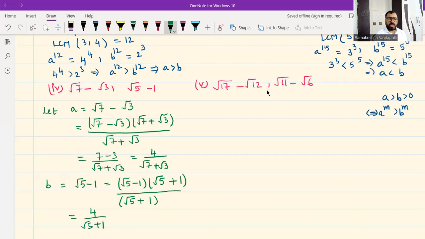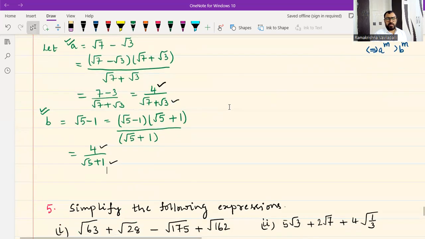So now we have to see which one is greater, A or B. If you observe, the numerator in both A and B is the same. So we just have to compare only the denominators.